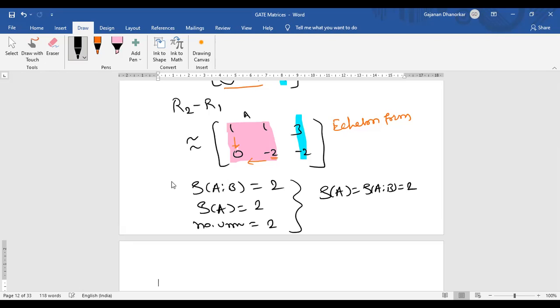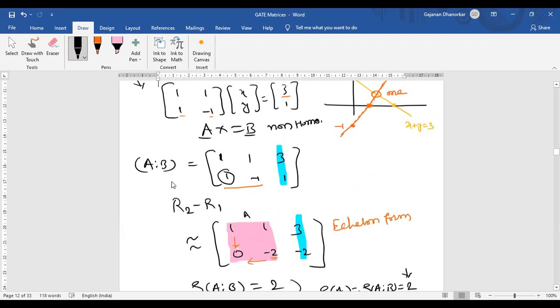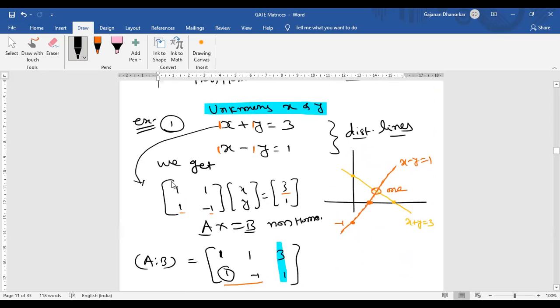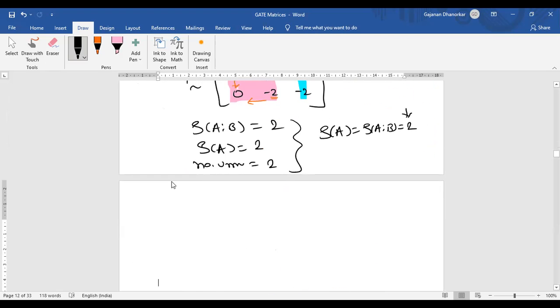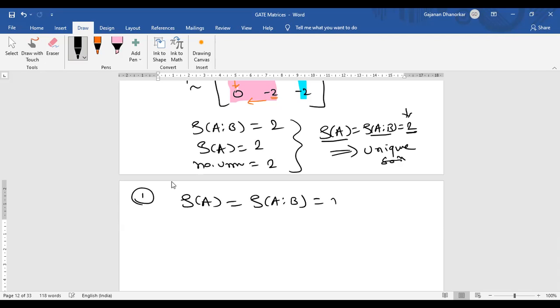Then in this case, how many solutions are there in our system? We know this from 10th class. Only one solution. If we are getting this condition, rank of matrix A is equal to rank of augmented matrix, which is equal to the number of unknowns, then we are getting a unique solution. So I write this observation: rank of matrix A is equal to rank of augmented matrix AB, which is equal to the number of unknowns, then this system has a unique solution.